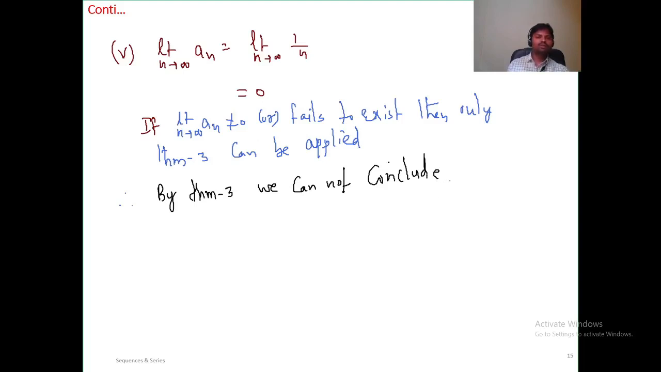So then what is the convergence status of this? By applying other techniques, we need to find the convergence status of series 1 by n, and that I will do in the coming class. So you think of this, what is the convergence status of this. But by using theorem number 3, I cannot conclude. Then use other techniques for the convergence status of series 1 by n. Okay, next one.